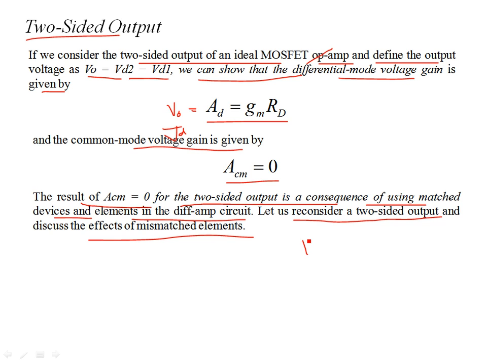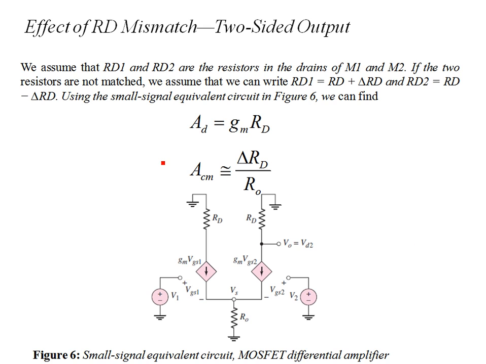So first we are going to discuss what happens if there's a mismatch in GM, the transconductance gain, and second, what happens if there's a mismatch in the drain resistors. Okay, so now we assume that RD1 and RD2 are the resistors in the drains of M1 and M2. So here, now it's RD1 and RD2. Okay, and let's have this as VD1. Okay, this is a two-sided output. So if the two resistors are not matched, we can write RD1 as RD plus delta RD, and RD2 as RD minus delta RD.